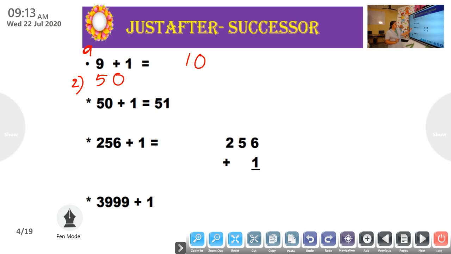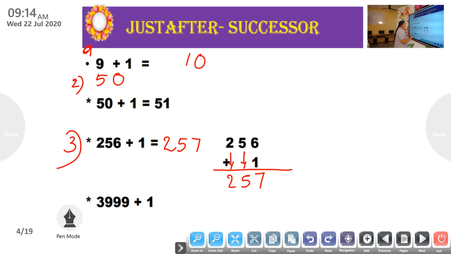Yes. Then, the third question. 356 plus 1. If you are adding 1 to the given number, you are getting the successor. Is it clear? So, here, how do you add? First add the ones place. 6 plus 1, yes, 7. Then bring down the 5. Then bring down the 3. So, what is your successor of 356? The successor is 357. So, the fourth question.